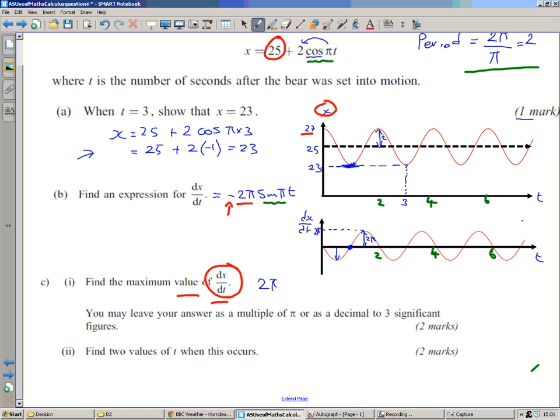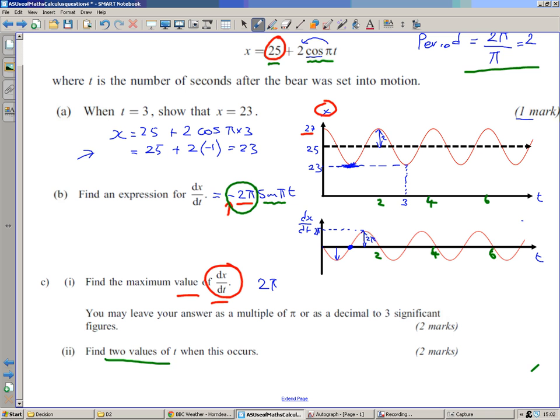Okay, and this is where the graph is second to none, because I suppose you could just remember that even if you couldn't draw a graph of a trig function to save your life, the number in front of the sine or cos, ignoring any minus sign, will give you your maximum value, or your amplitude in this case. Obviously, if it were the maximum value of x, you'd add the 25 as well. In this case, it isn't. It's just that value there, 2 pi, ignoring the minus.